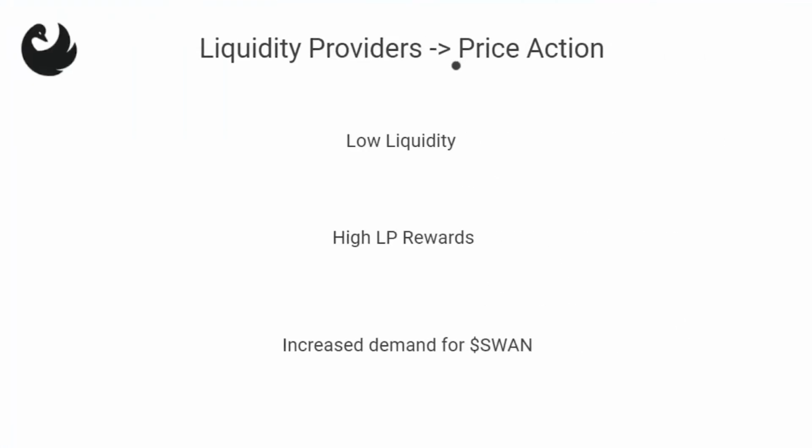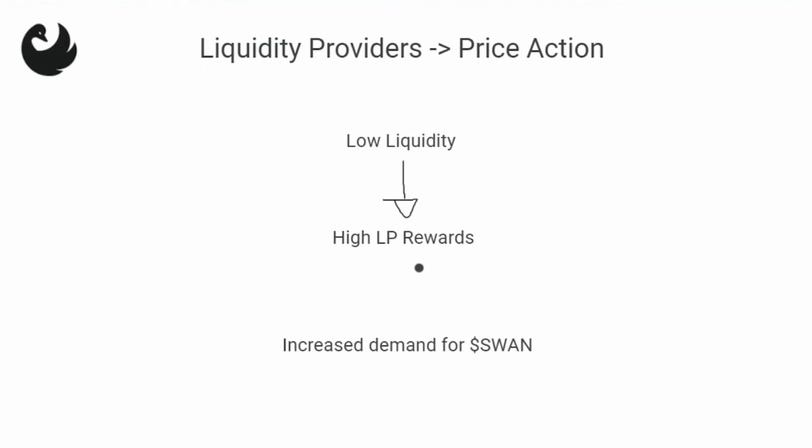Next, the liquidity providers benefit the price action, as when there is low liquidity, there is high LP rewards, and there is increased demand for SWAN. So how does this work? Well, basically, when there's low liquidity in the market, which is another word for uncertainty, because if there's uncertainty in the market, then less people will be willing to provide liquidity for the token and risk their stablecoin, then there will be high LP rewards.